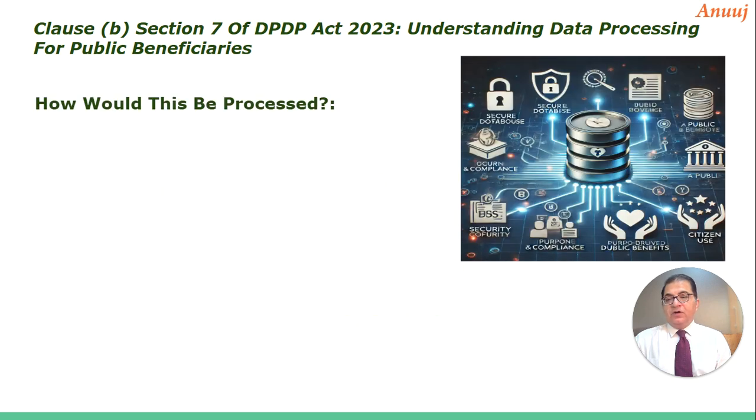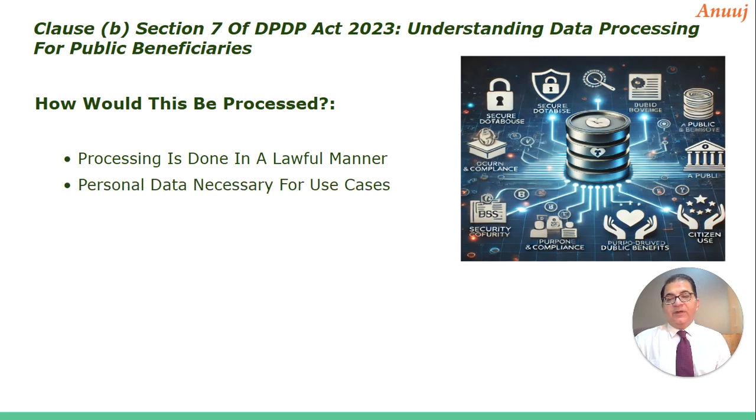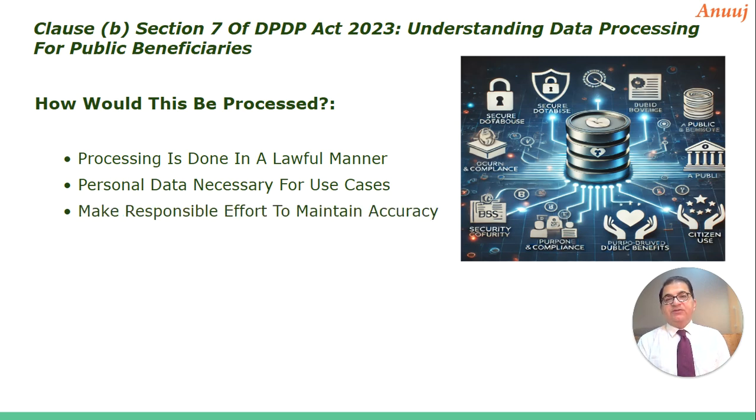Right? So how would this data be processed? This would be processed like all the other processing mechanisms of data privacy: in a very lawful manner, only for personal data, only for the use cases. Which use cases? Government schemes and beneficiaries. Right? It's not saleable data, it is not shareable data, it's to be used only for the government beneficiaries. Make a responsible effort to maintain accuracy.